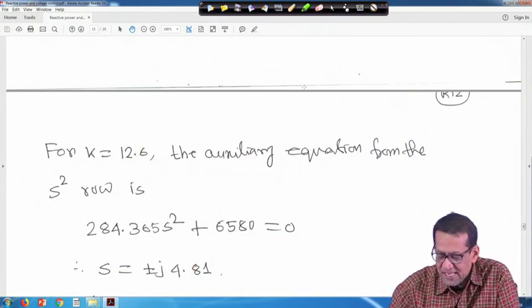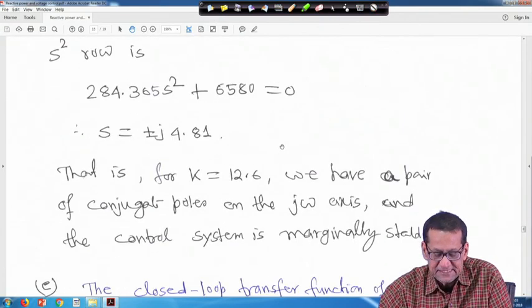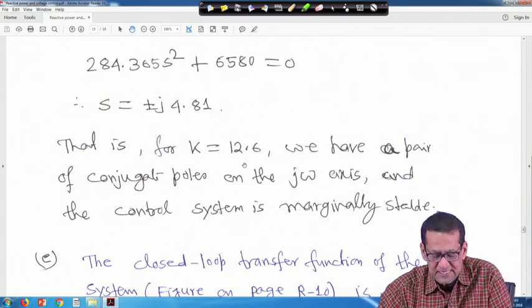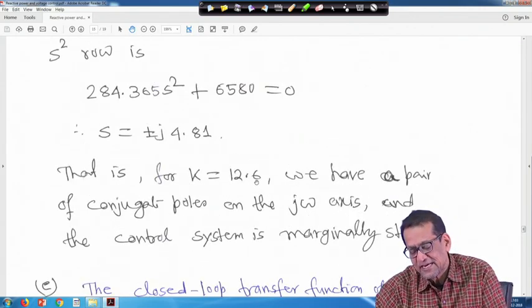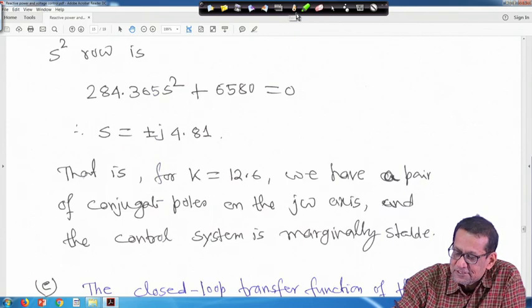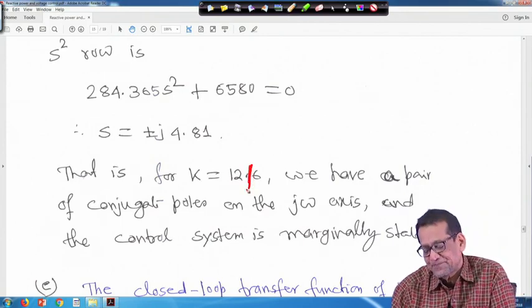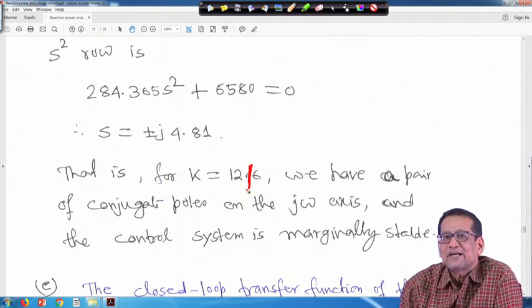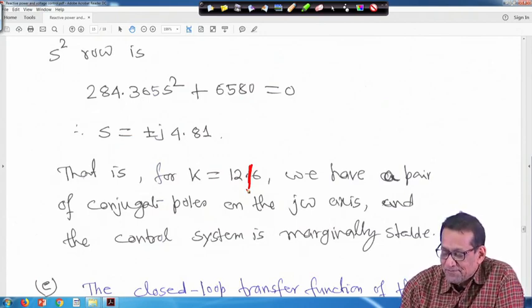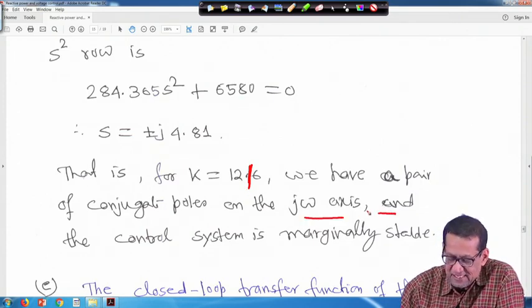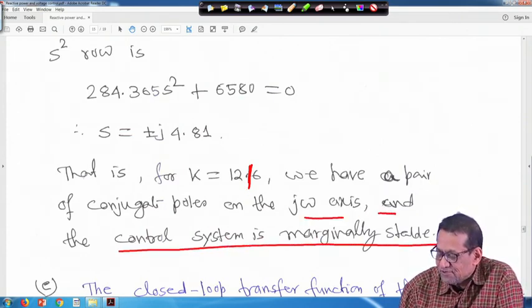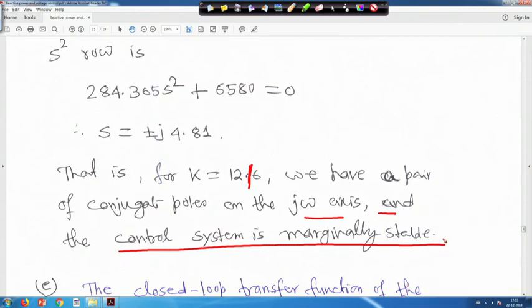Then the roots are lying on the imaginary axis. This is for k equal to, just check again whether it is 12.16 or 12.6, I do not have a calculator here. So, we have a pair of conjugate poles on the j omega axis and the control system is marginally stable, right.